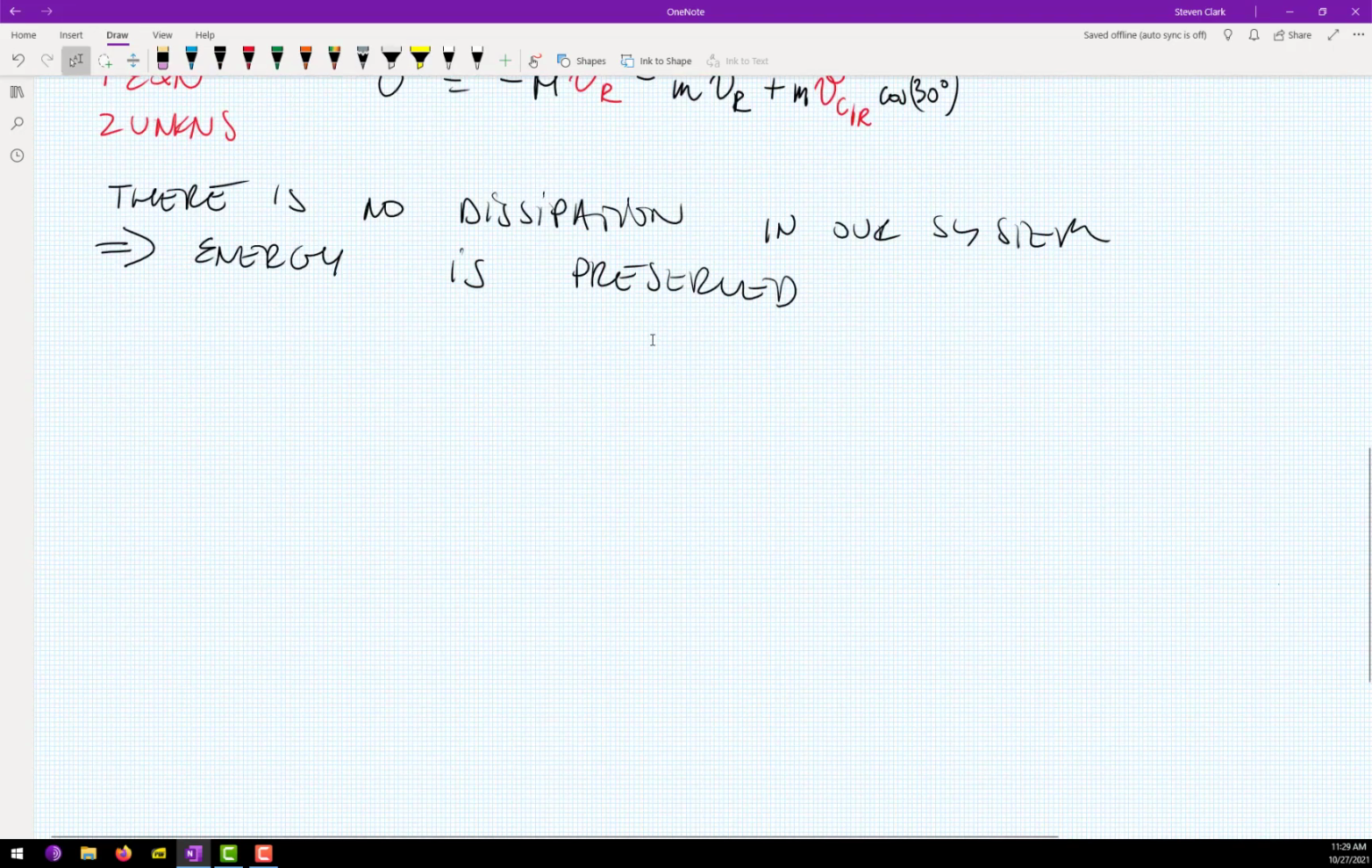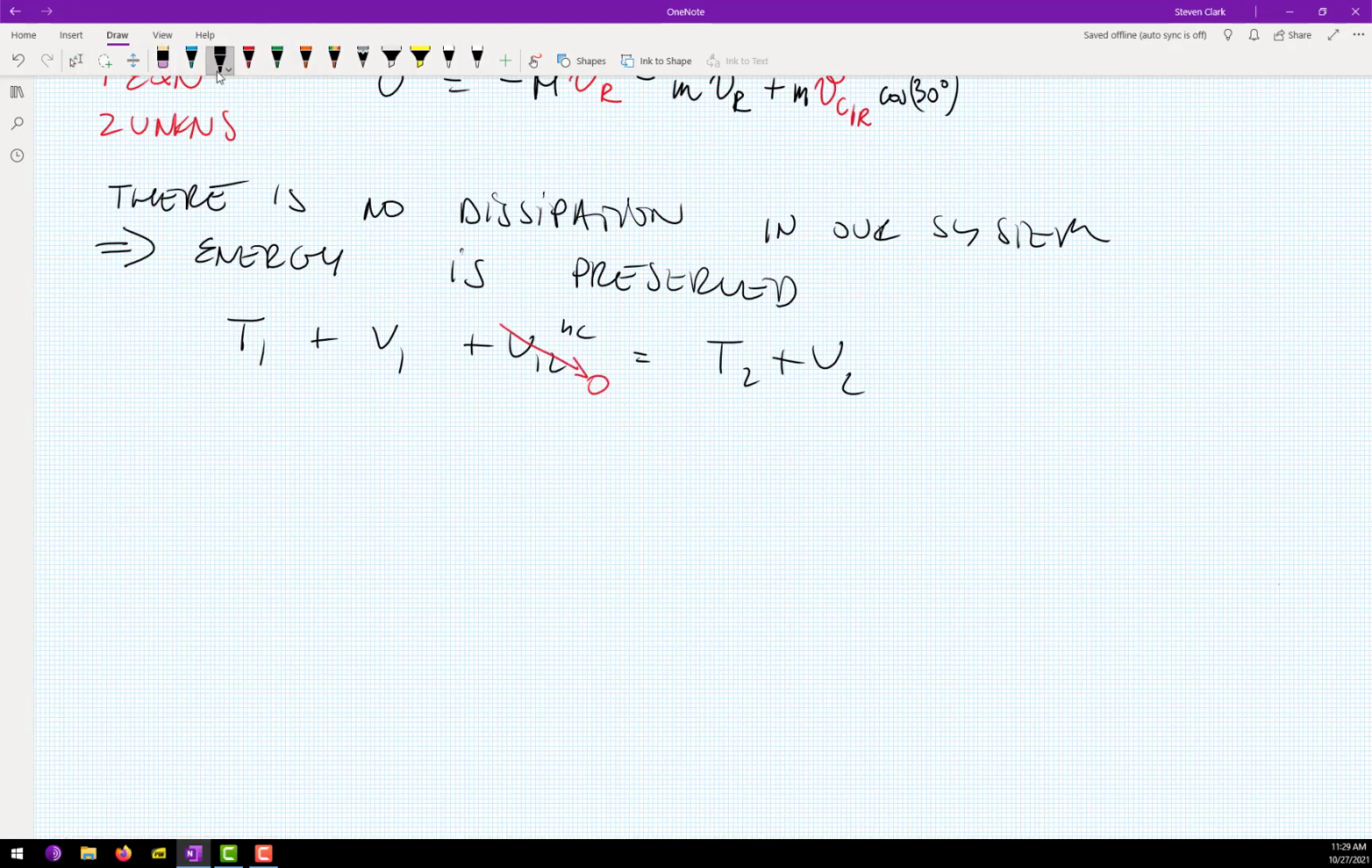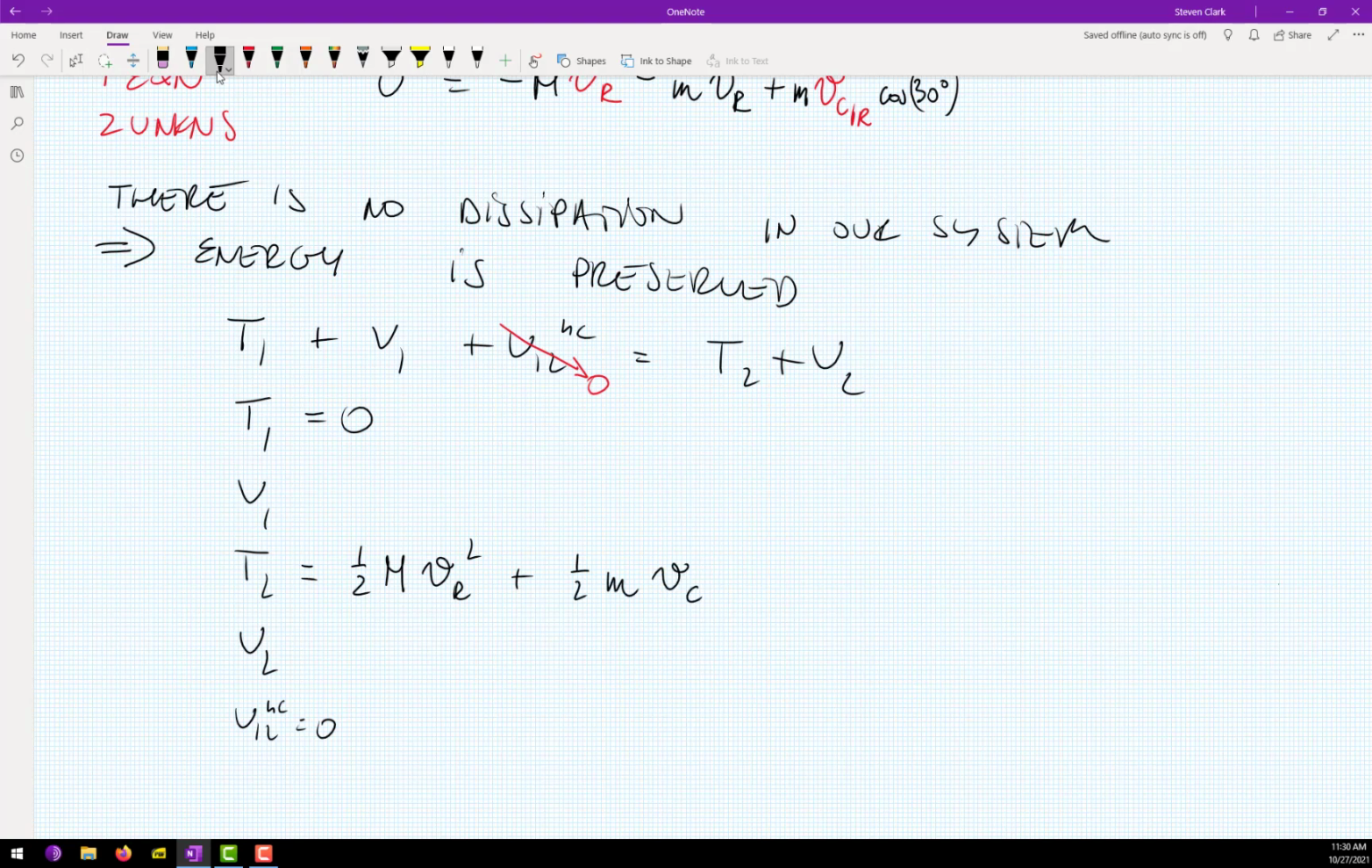Okay, so let's do our routine. T1 plus V1 plus U12 non-conservative is equal to T2 plus V2. And AJ said that this is 0, and he's right. So we have to find these 4 guys, not 5, but 4. The system starts from rest, so this is 0. Kinetic energy at the end is 1/2 of big guy V_R squared plus 1/2 of little guy V_crate squared.